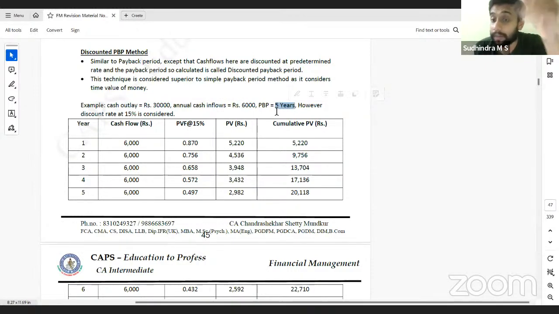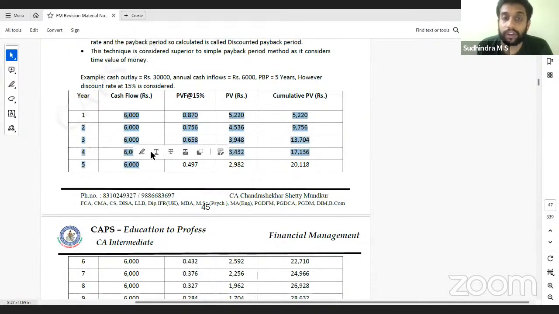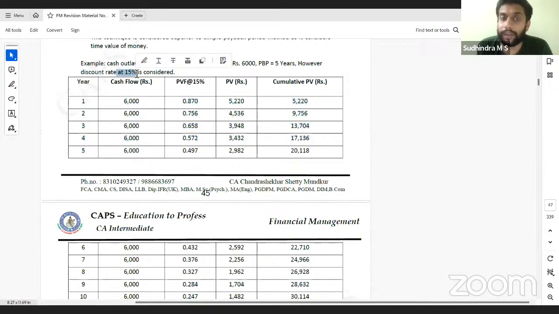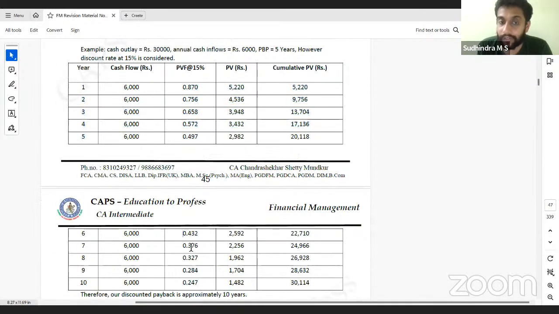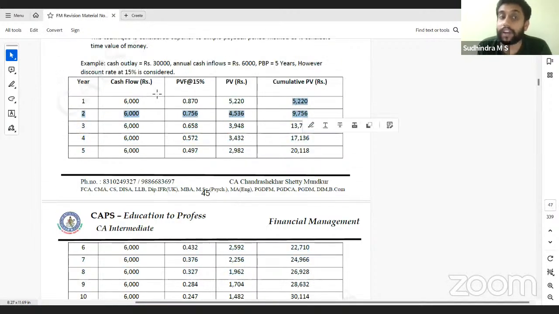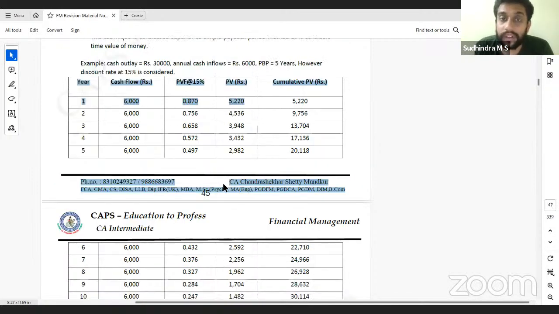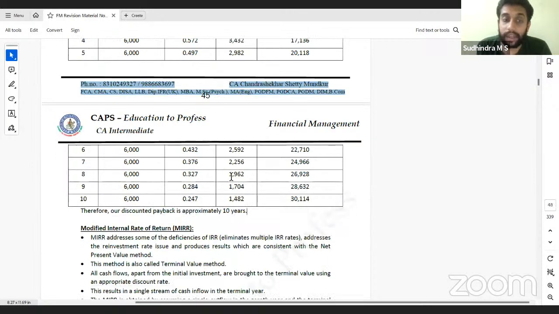But in discounted payback period, what do we do? We calculate discounted cash inflow: 6,000 rupees, 10 years I think is the project life. Then they have given a 15% discount rate. You will calculate the discount factor, present value, then cumulative present value, by which you will get 30,000 somewhere here, between 9 and 10. So you have to extrapolate and calculate. So they have written approximately 10 years. Right? That's how discounted payback period will be calculated.